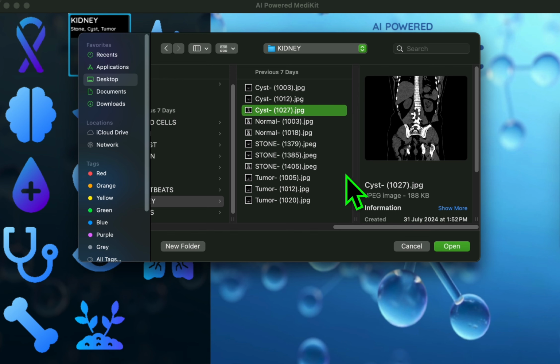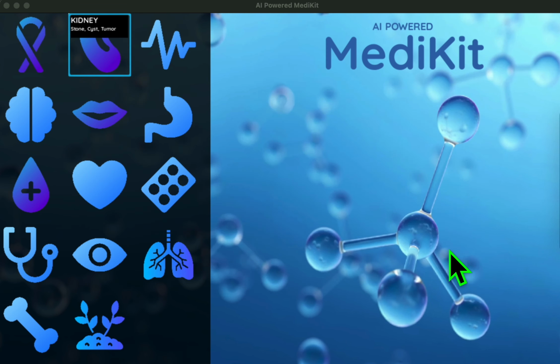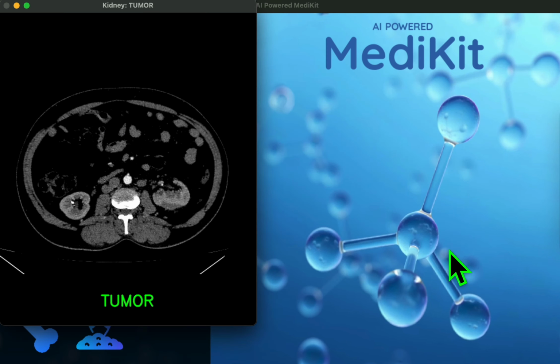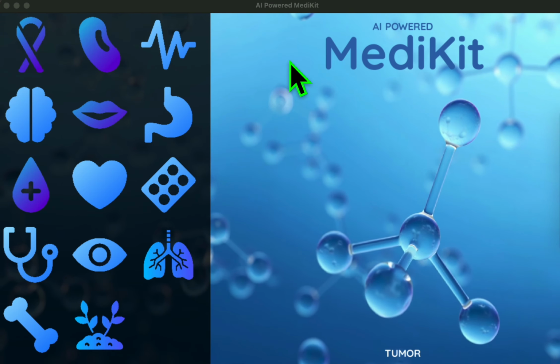Now I open this tumor, because some images in stone, cyst, tumor are very similar. It is classified as a tumor. It's all because of the data set we had and the backbone we have used here. This is actually a transformer, a vision transformer. It's not a normal classification.